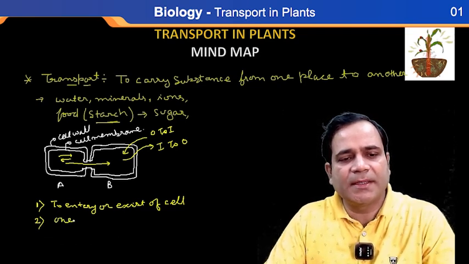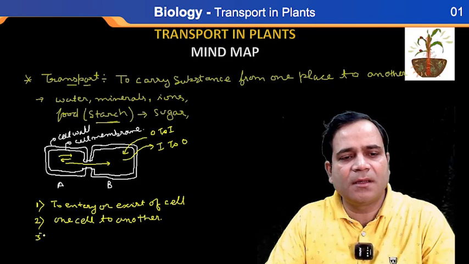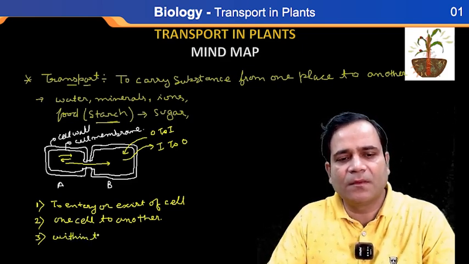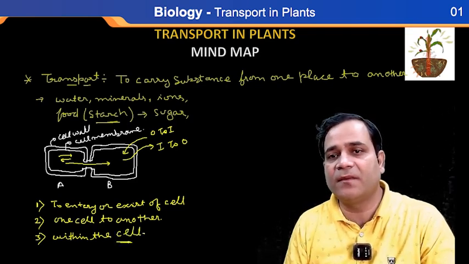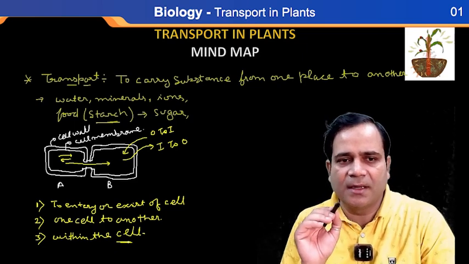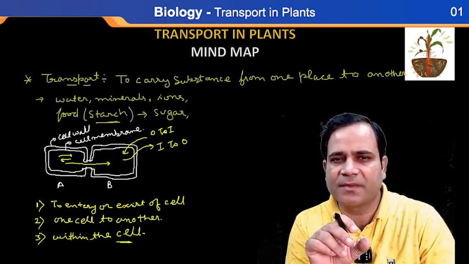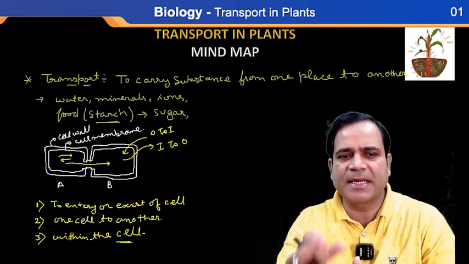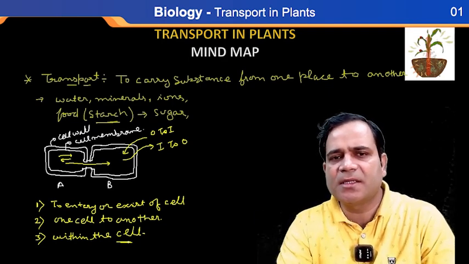One cell to another. Getting my point? And the third one is what? Within the cell, my dear. So it is very important to know that the movement of substances takes place in three ways: either entry or exit of the cell, second one cell to another, or within the cell, my dear. So this one is the transportation.